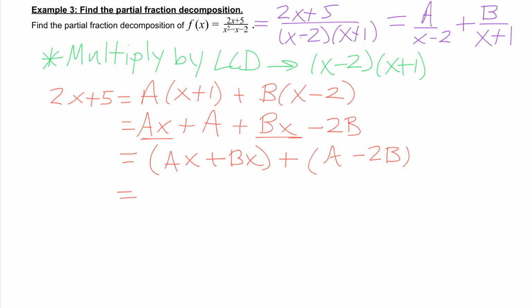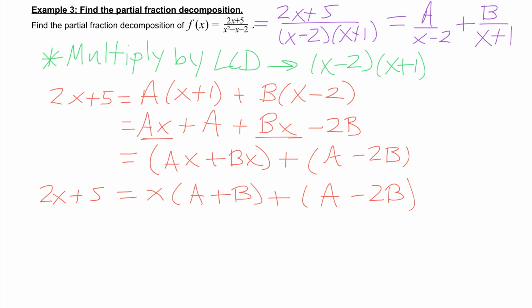Next, I'm going to factor out my x in that first set of parentheses. So if I take out the x, I'm left with a plus b. And my constant has nothing, so I'm going to leave that as a minus 2b. If I remember what's on that left-hand side, I'm going to bring that down. I still have my 2x plus 5 over here on the left.